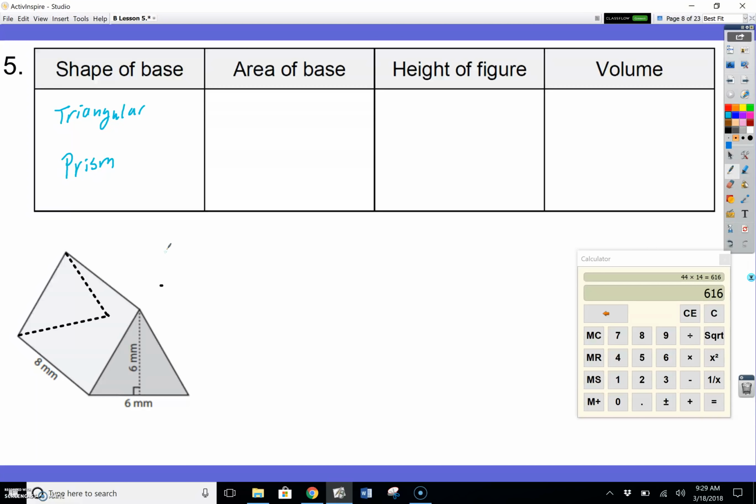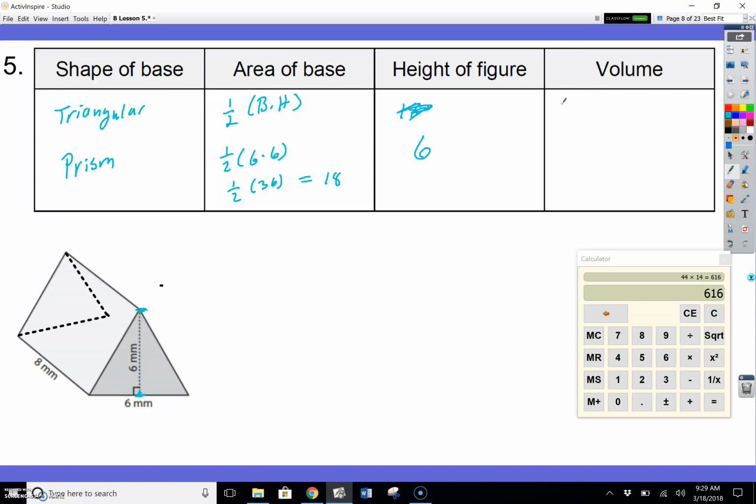Remember, area of the base is the sides that, you have two sides that are congruent and are parallel. Those are the triangles. So area of a triangle is 1/2 base times height. When I plug these in, it's going to be 1/2 times 6 times 6, and 1/2 of 36 is 18. So that's my area of the base. So now I look at the height of my figure. The height is 6.